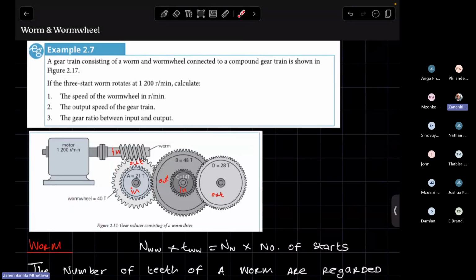Now, like I said, a worm and worm wheel is a system that essentially works like a compound gear train. We are essentially trying to get the compound gear train to increase its mechanical advantage, or its gear ratio or velocity ratio.